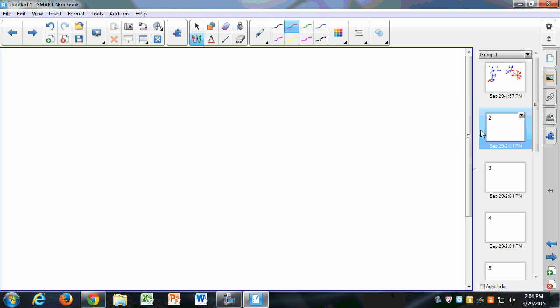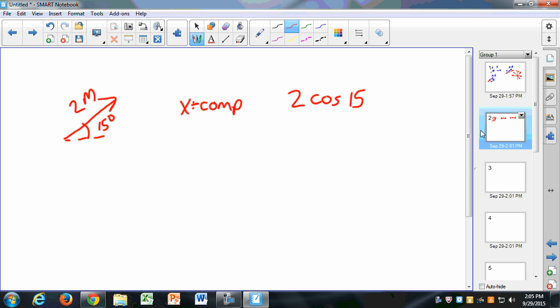You'll also need to know how to find the components. For example, if I have a vector that's 2 meters at 15 degrees, the x component of that vector is going to be 2 cosine 15. The y component is 2 sine of 15.